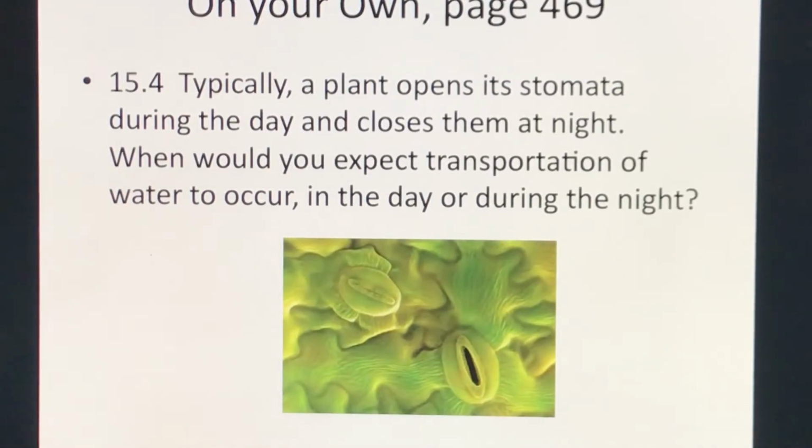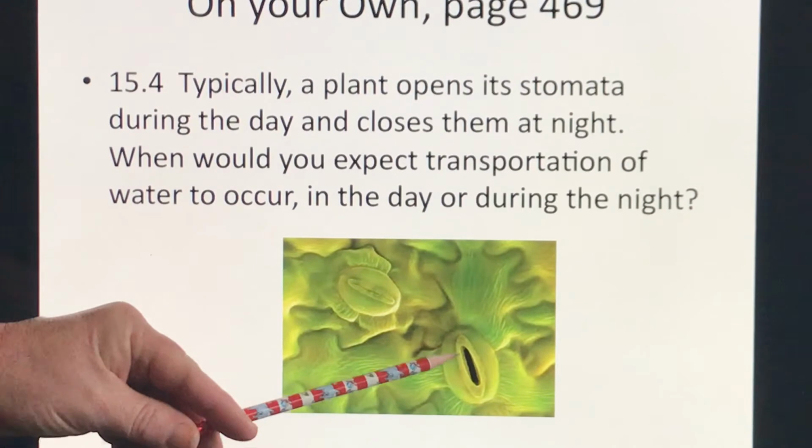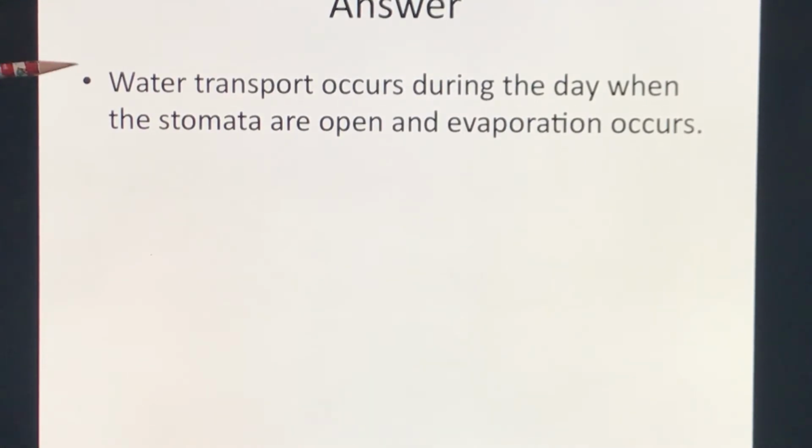All right, let's look at On Your Own, page 469, 15.4. It says, typically, a plant opens its stomata during the day and closes them at night. So here we have a rendering of stomata. This is supposed to be a closed stomata, and this is an open one. When would you expect transportation of water to occur, in the day or during the night? So our answer would be during the day when the stomata are open, because that's when evaporation is most likely to occur, and we know as the evaporation occurs, then water is transported up through the plant.